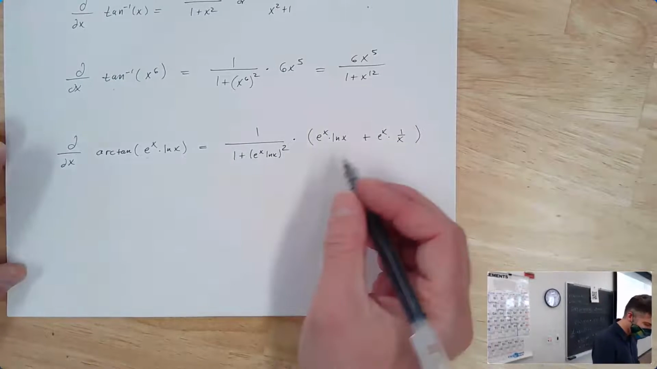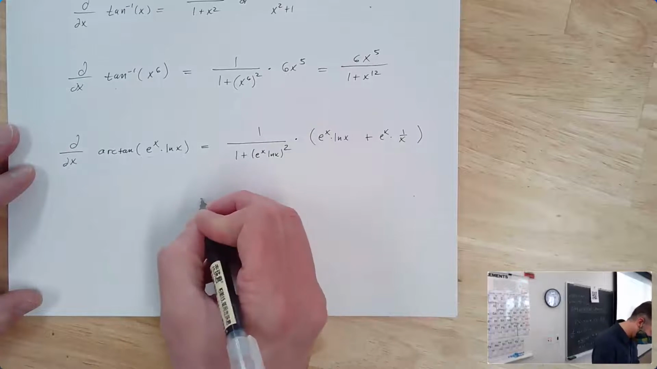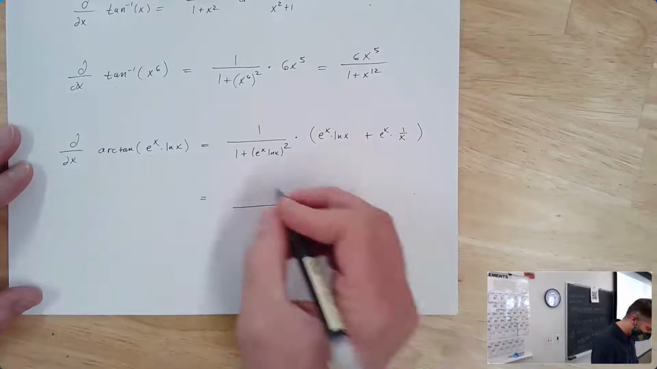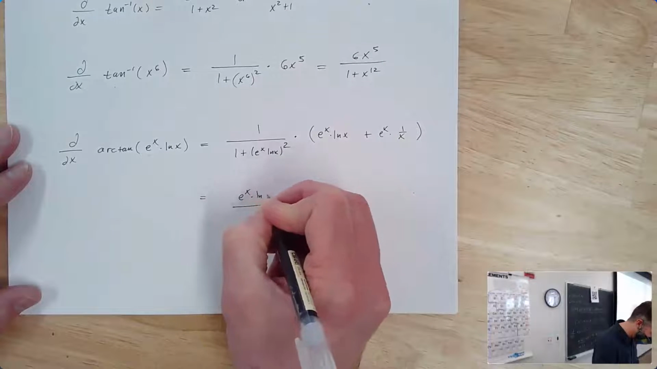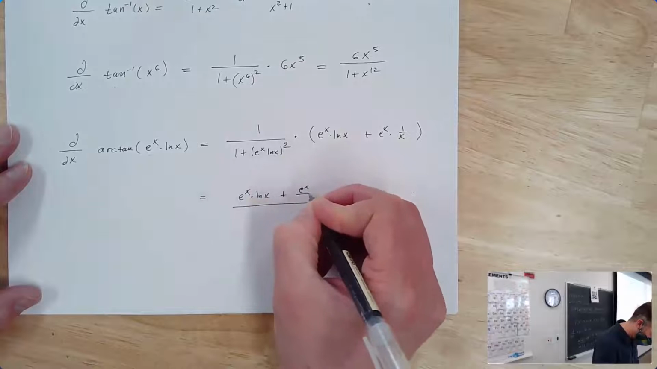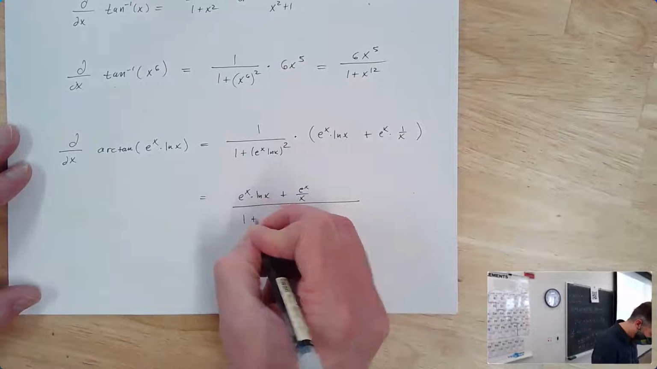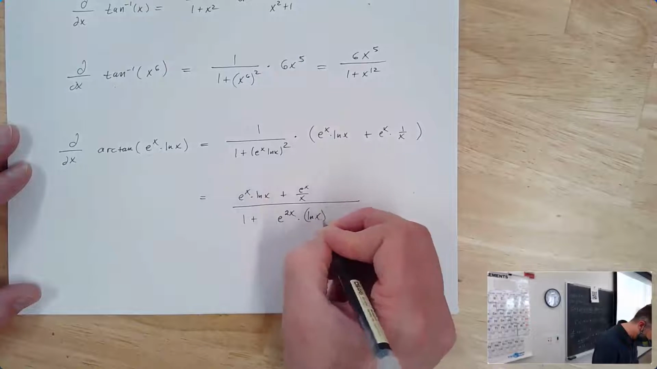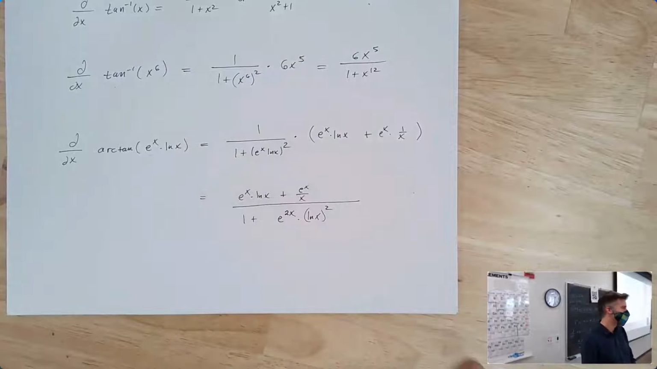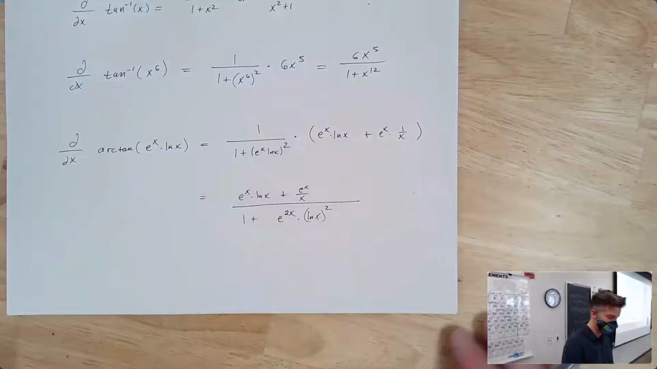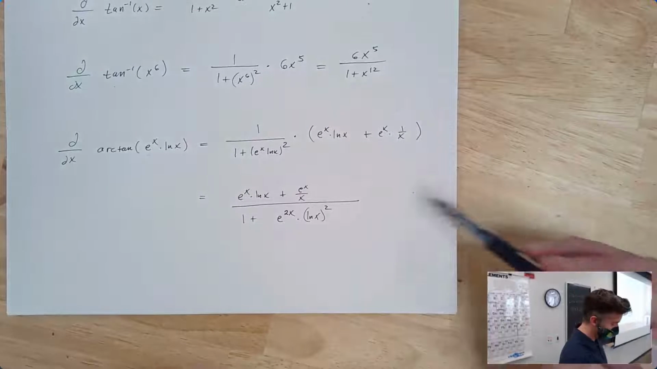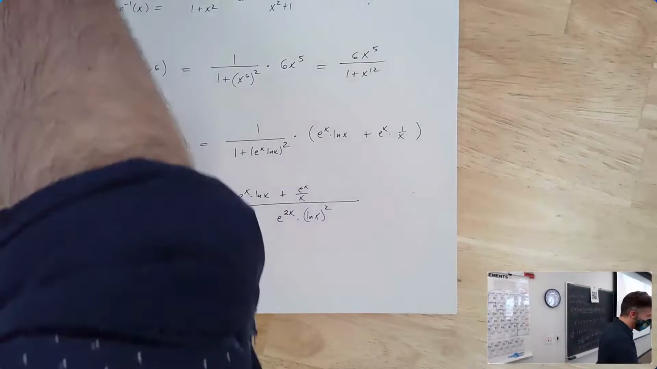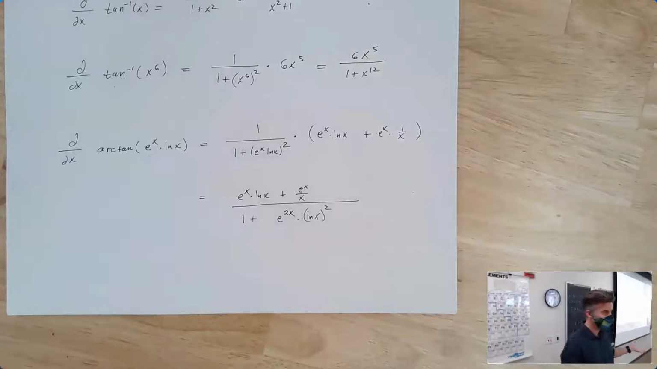If I had to do it, I'd write it as e to the x times natural log of x plus e to the x over x, all over 1 plus e to the 2x times natural log of x quantity squared. That seems awful. I wouldn't probably want to do that, but that's my simplified answer. I feel like this isn't all the way simplified because I got a fraction in a fraction, but not gonna worry about that. So that's how you differentiate arctangents.